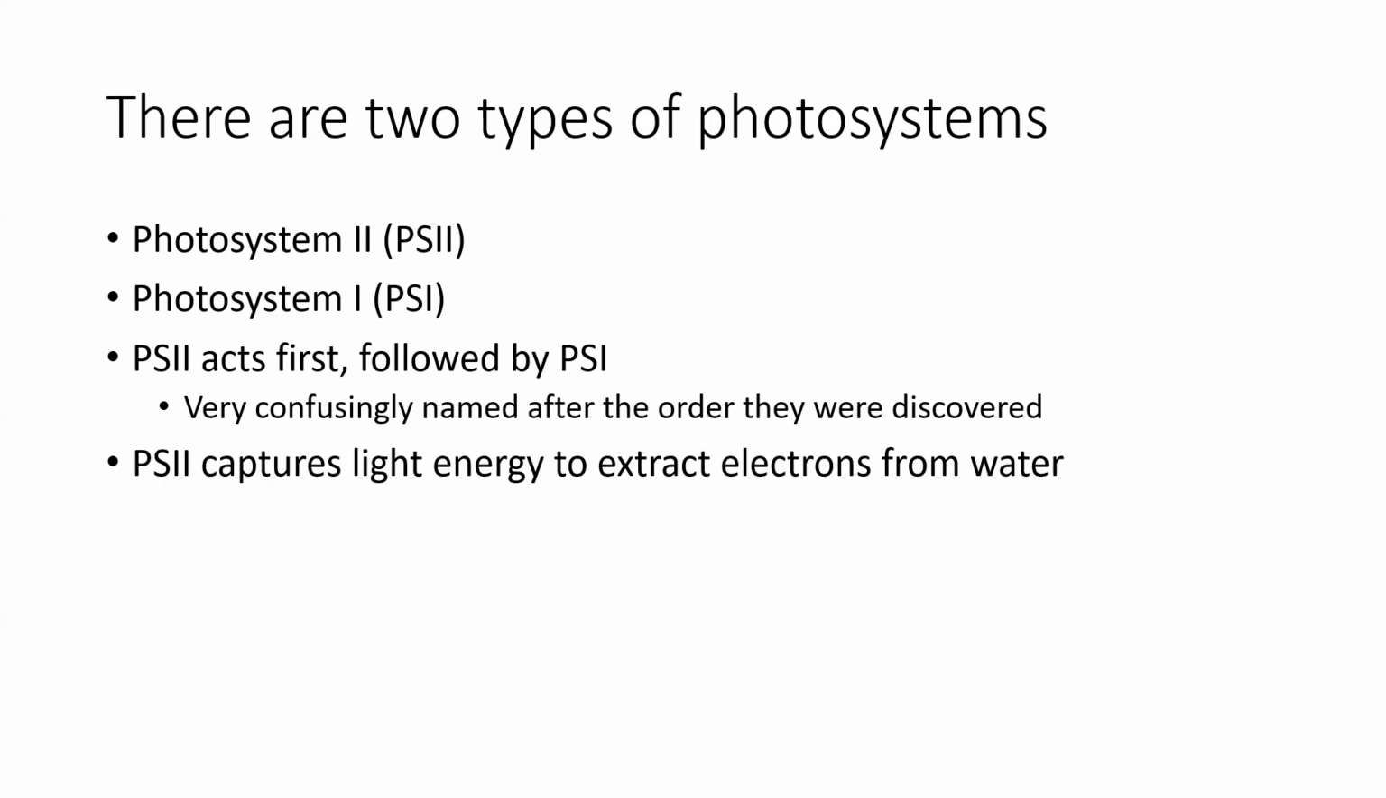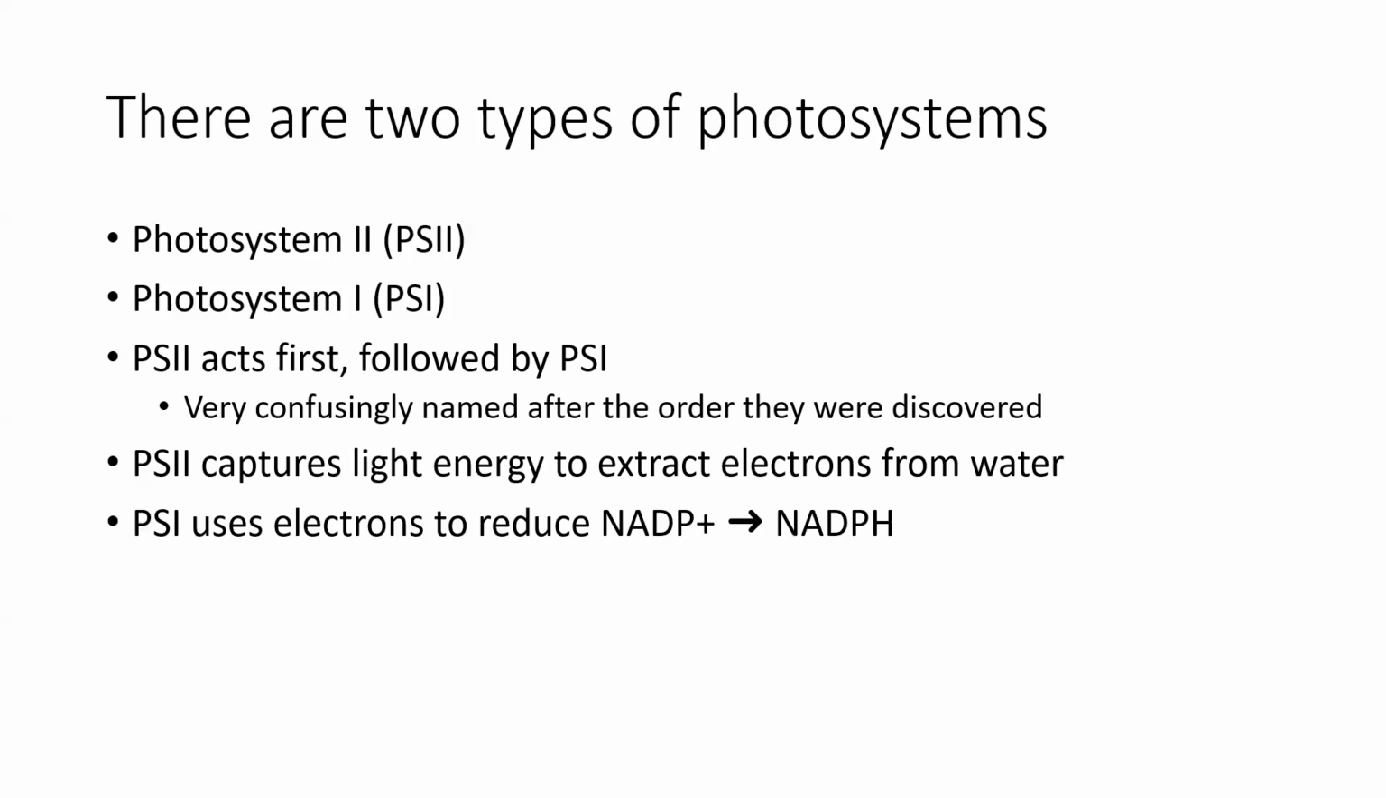So PS2 captures the light energy and extracts electrons from water. That's what its job is. And then photosystem 1 happens next. It takes that electron and is then able to reduce the NADPH molecule. So they do different things, but they work in a similar way.